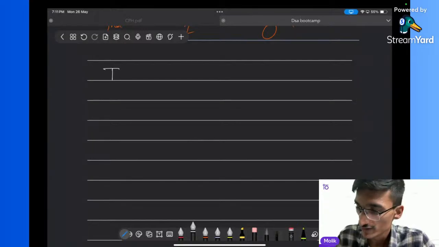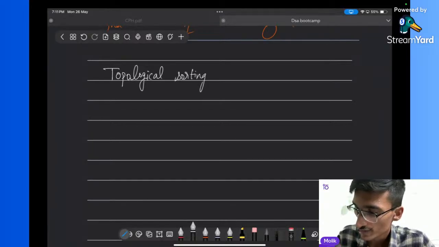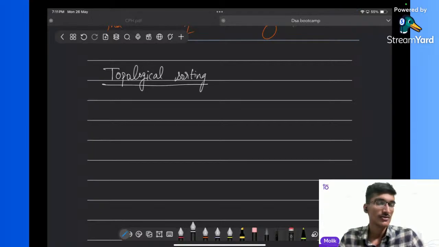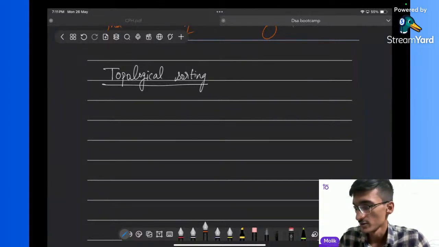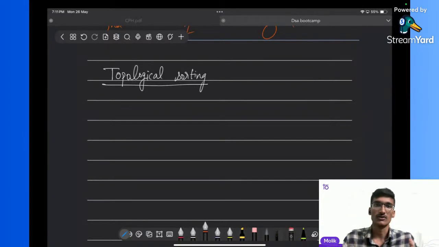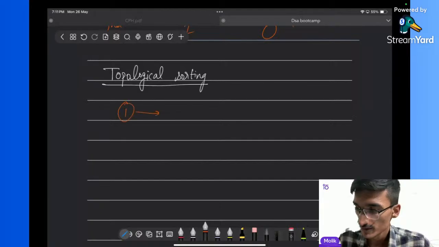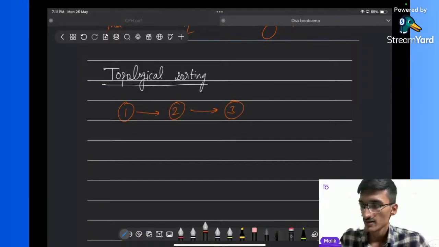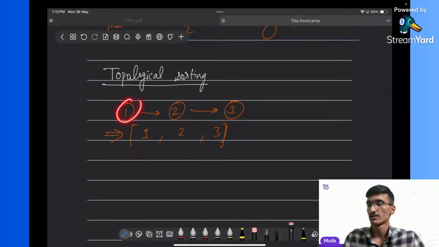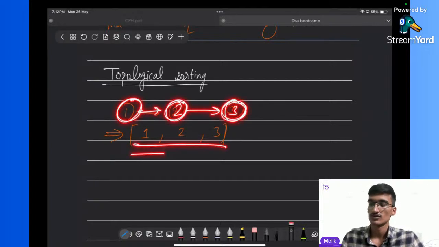So before doing DFS, let's start with topological sorting. So what is a topological sort? It's pretty intuitive, honestly. The one vertex which comes before every other vertex should come first. That's it. To give you a very simple example, the topological sort of this is this. You see, one comes before two and two comes before three.